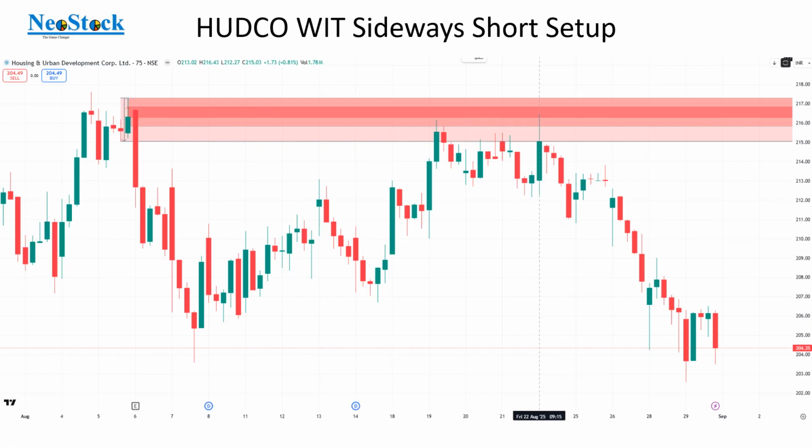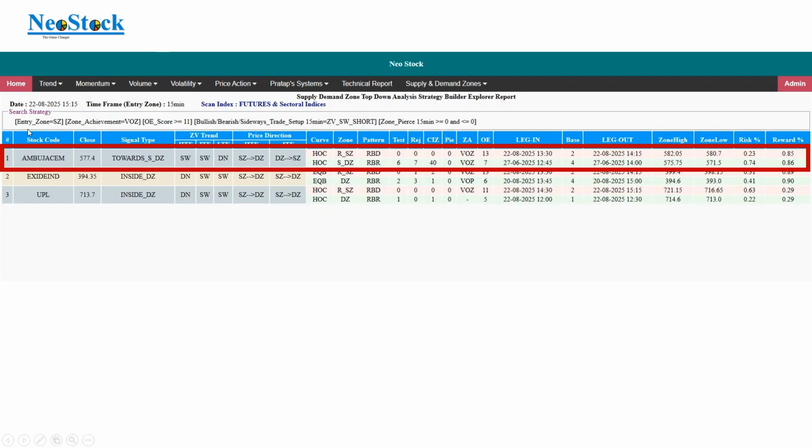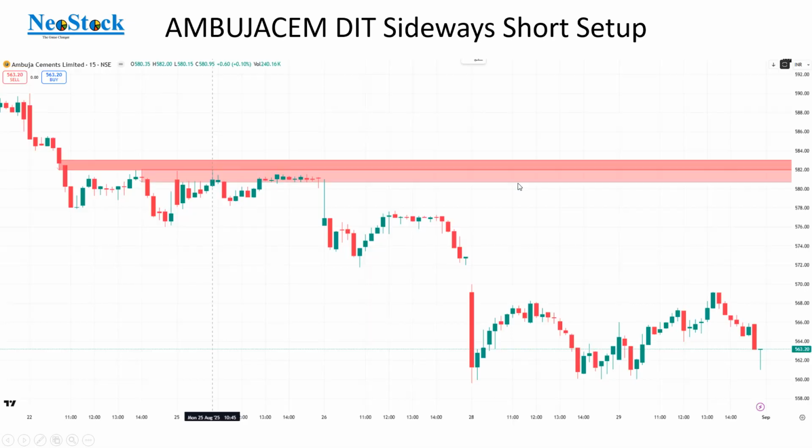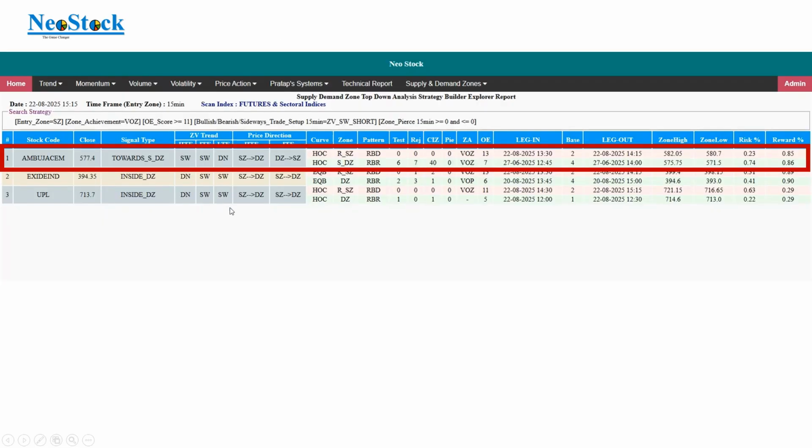Let us look into one more example, a DIT example. A recently generated report, 22nd August, end of the day report, on Friday. Ambuja Cement, high liquidity zone, a fresh zone. The zone was created on 22nd August, two base candles, at 14:15 leg out. See, this is the zone. This is what? Rally base drop, RBD.